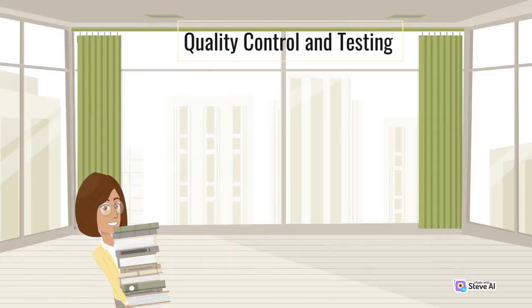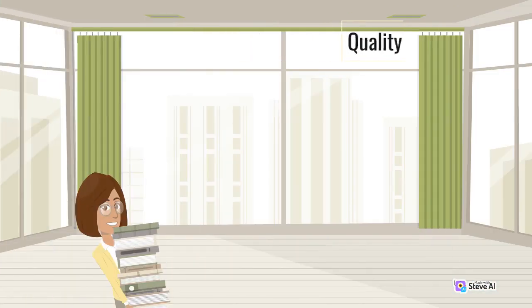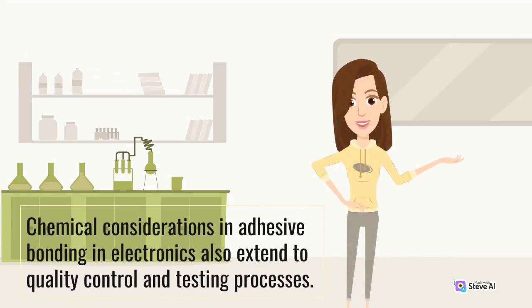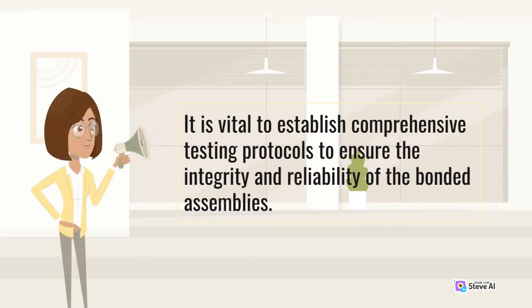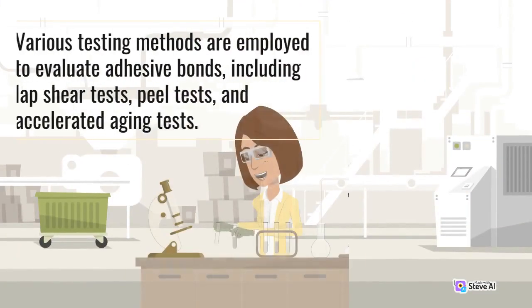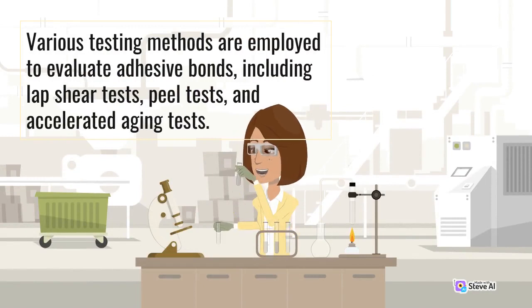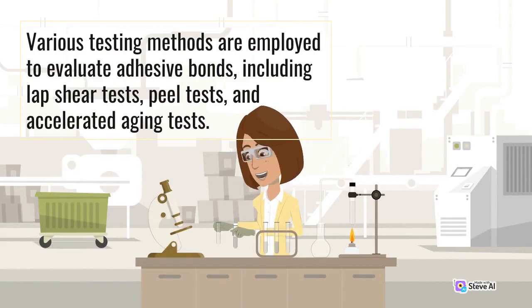Quality control and testing. Chemical considerations in adhesive bonding in electronics also extend to quality control and testing processes. It is vital to establish comprehensive testing protocols to ensure the integrity and reliability of the bonded assemblies. Various testing methods are employed to evaluate adhesive bonds, including lap shear tests, peel tests, and accelerated aging tests.